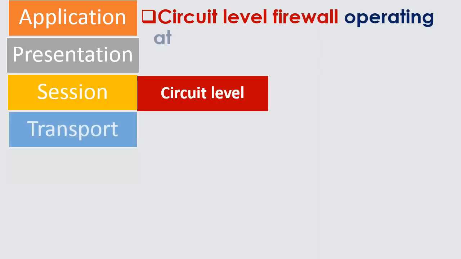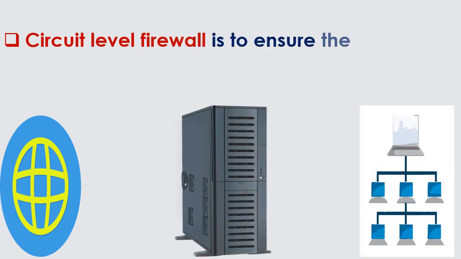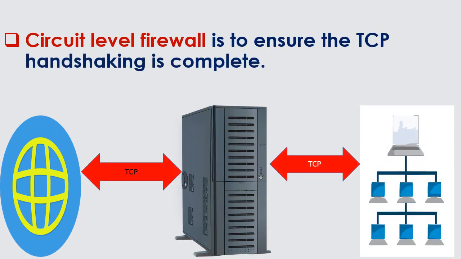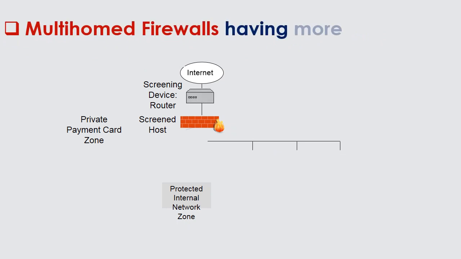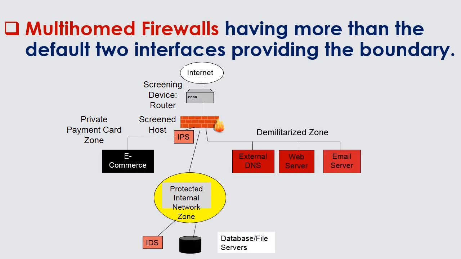A circuit-level firewall operates at the session layer of the OSI model. Its purpose is to ensure the TCP handshaking is complete. Multi-homed firewalls have more than the default two interfaces providing the boundary.